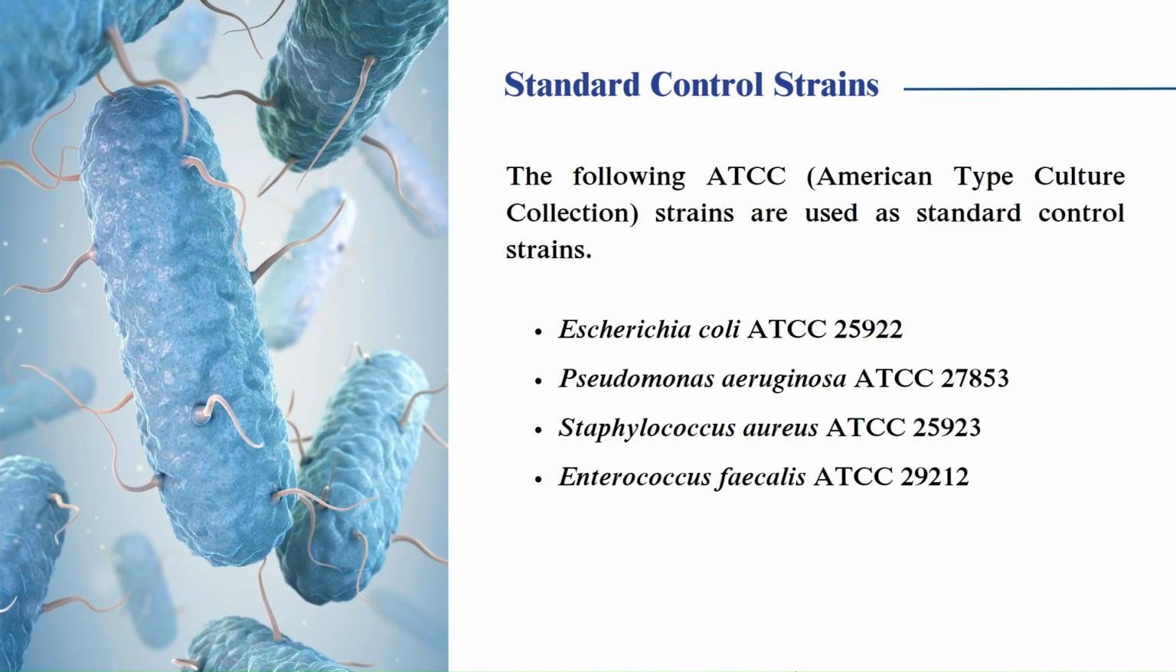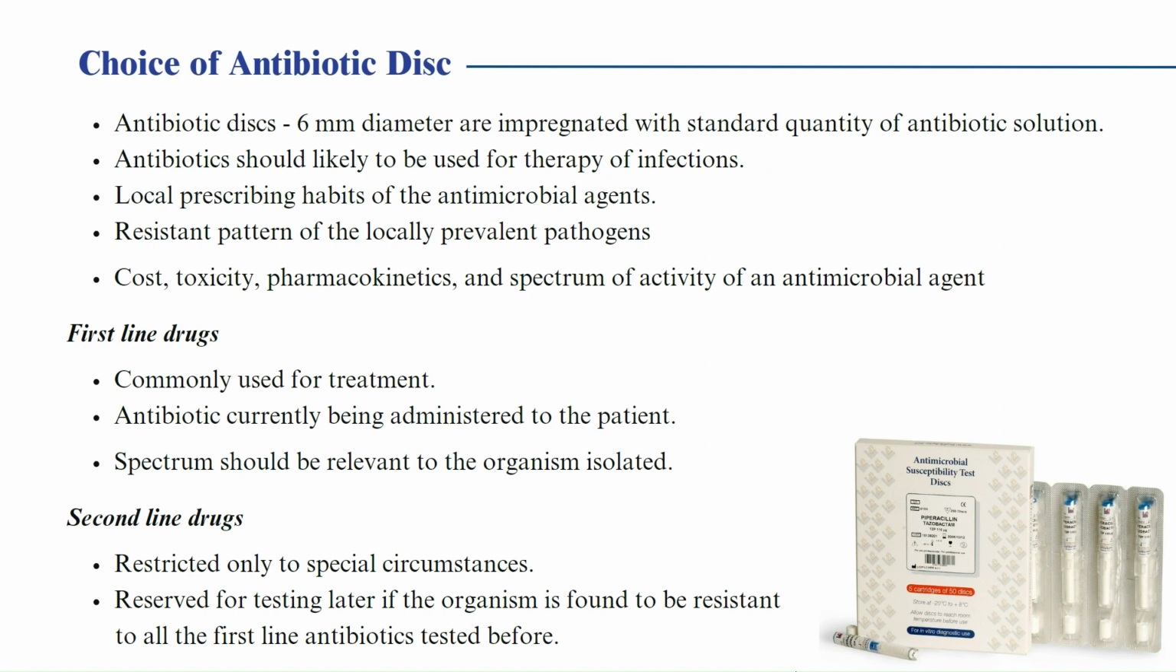Standard control strains. The following ATCC, American Type Culture Collection, strains are used as standard control strains, which include strains of E. coli, Pseudomonas aeruginosa, Staphylococcus aureus, and Enterococcus faecalis. Another important aspect of AST is the choice of antibiotic discs. Antibiotic discs, 6 mm diameter, are impregnated with standard quantity of antibiotic solution.